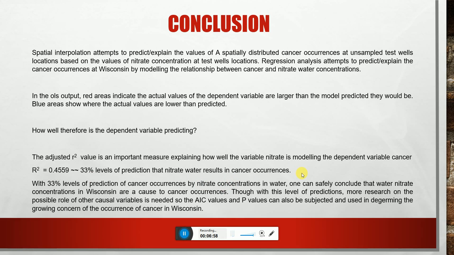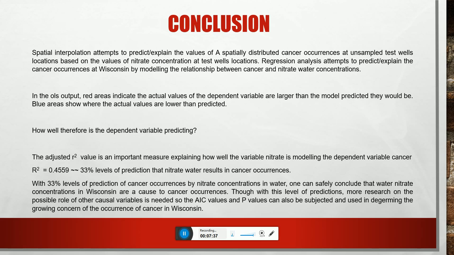So with a 33% level of prediction of cancer occurrences by nitrate concentrations in water in the state of Wisconsin, one can safely conclude that water nitrate concentrations are a cause of cancer occurrences within that state. But then again, these predictions are not very good enough to conclude that they are the sole cause of cancer occurrences within the state of Wisconsin.